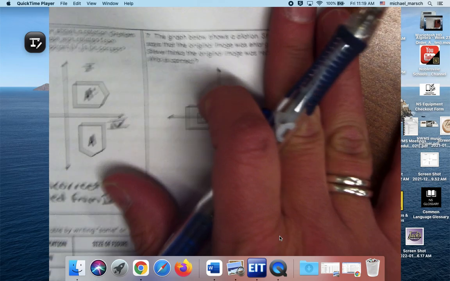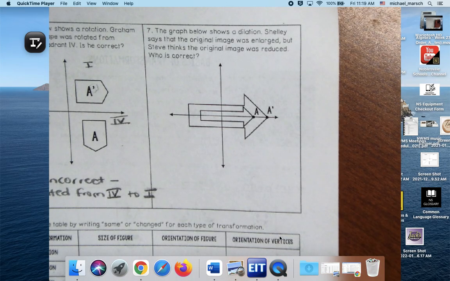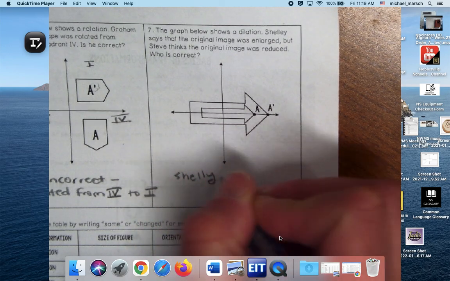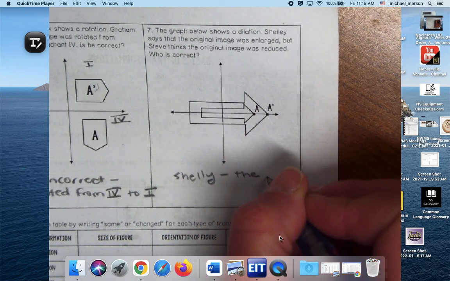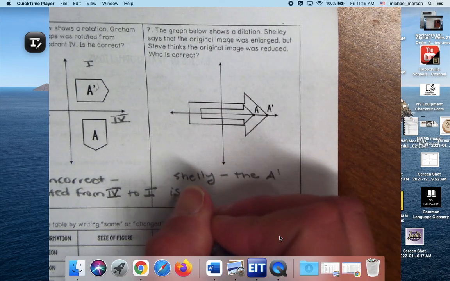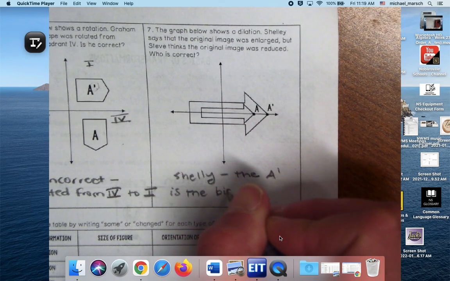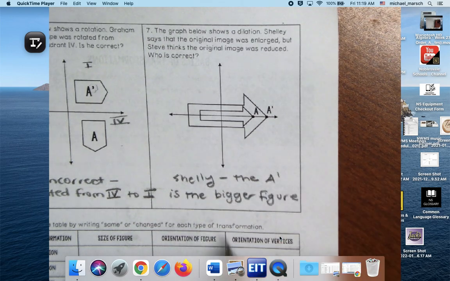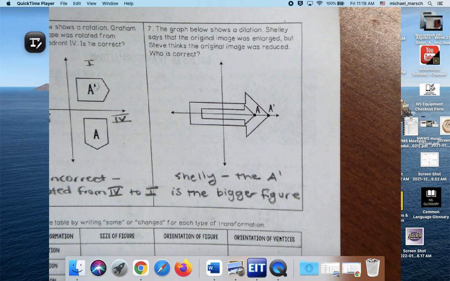Okay, last one. The graph below shows a dilation. Shelley says that the original image was enlarged, but Steve thinks the original image was reduced. Who is correct? How do we know? Because of the apostrophe. A prime is the bigger figure, so Shelley was correct.